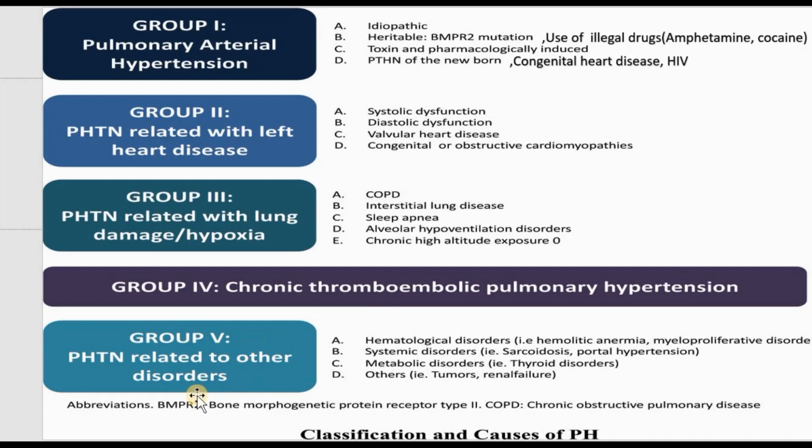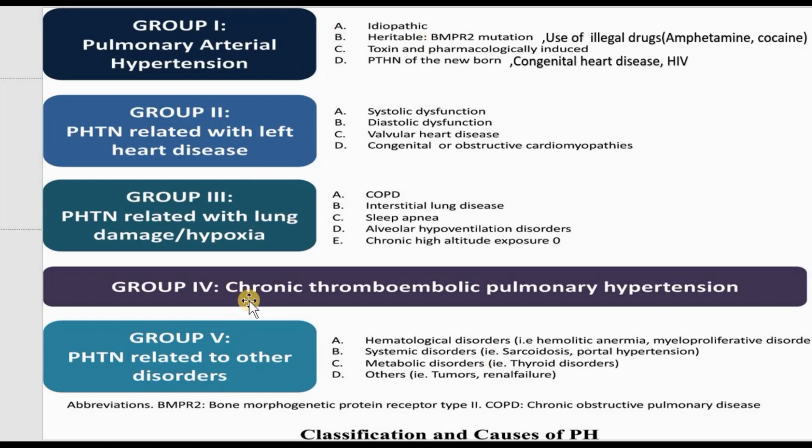Now group 5 is multifactorial. That can be any other systemic disorders, for example hematological disorders, systemic disorders, metabolic disorders or others. So the classification according to the causes is very important because the treatment may vary with the cause.